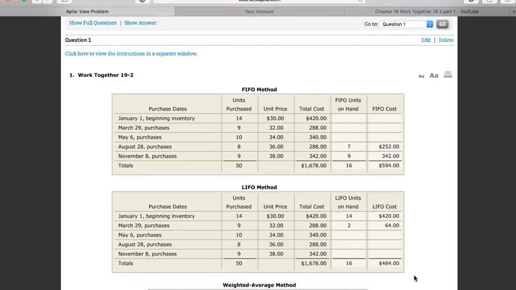So what I want you guys to do is go ahead and do the On Your Own 19.2 and the Application 19.2.